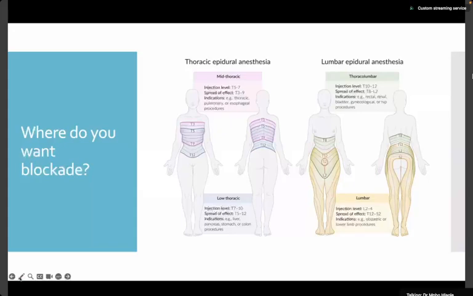So if you are planning to go mid-thoracic, and the procedure is thoracic, pulmonary or esophageal, you would inject around T5, T7, and the spread is expected to be around T3 to T9. And if they're doing a gynae, renal, bladder or hip procedure, you'd go around the thoracolumbar area. So your injection level will be around T10, T12, and the spread should be about T8 to L2.